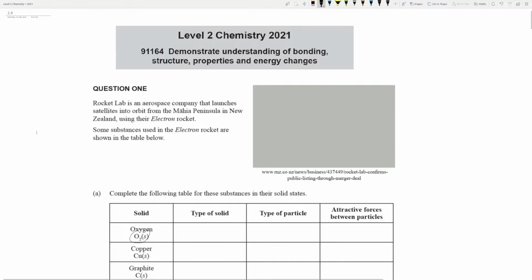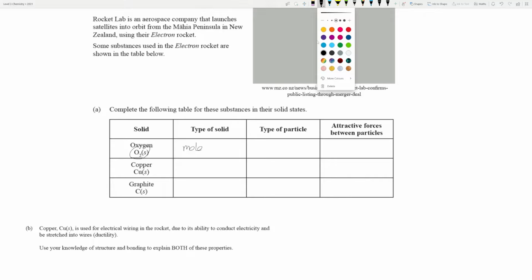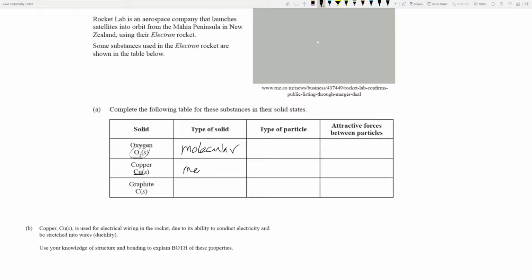So let's get started. The first question is looking at the types of solid. For the type of solid questions, you just need to know your basics. When you've got non-metal elements like these, this is a molecular solid. Copper is made of just metal on its own, so this is a metallic solid. And graphite is a giant covalent network, because it's just made of carbon atoms.